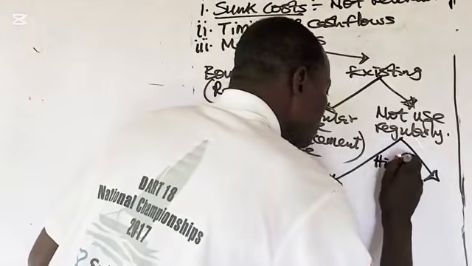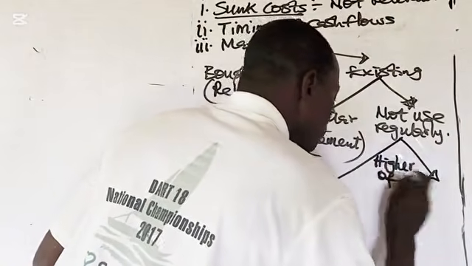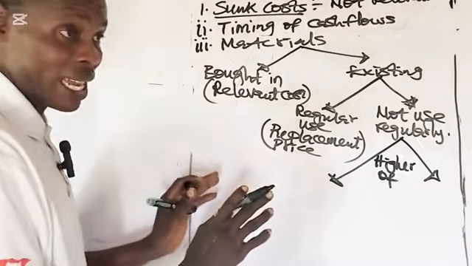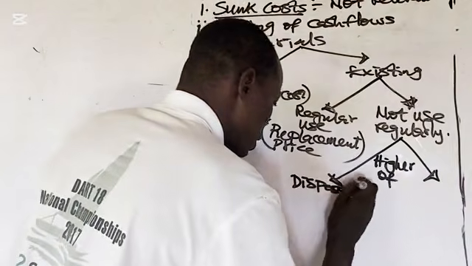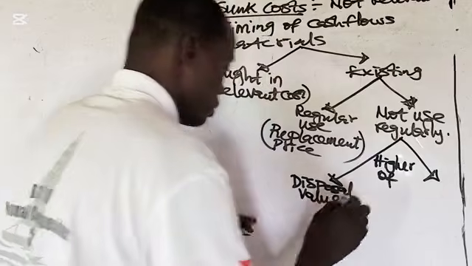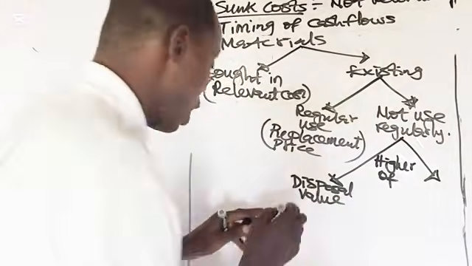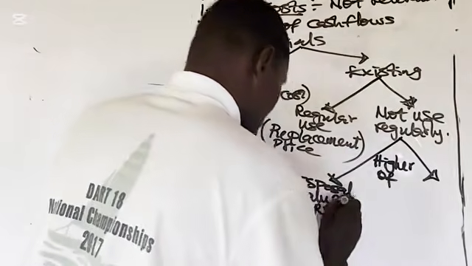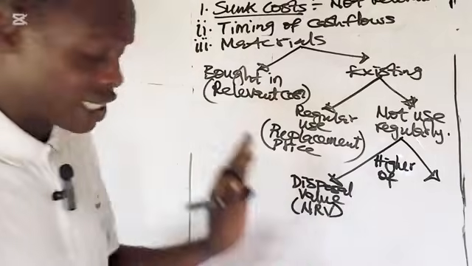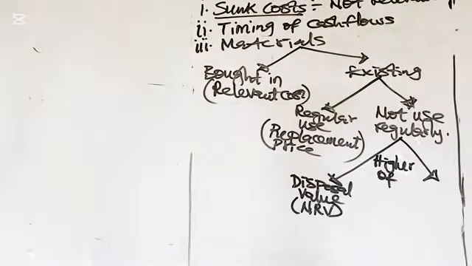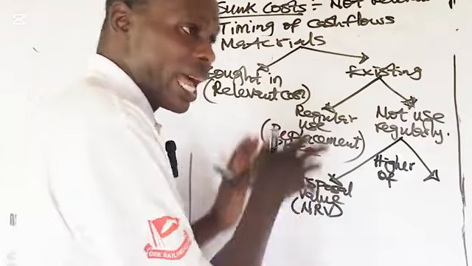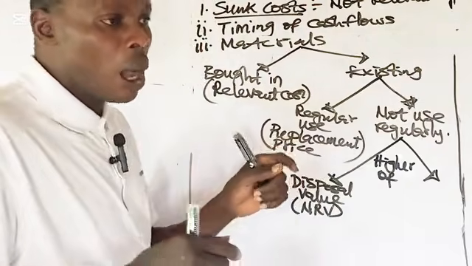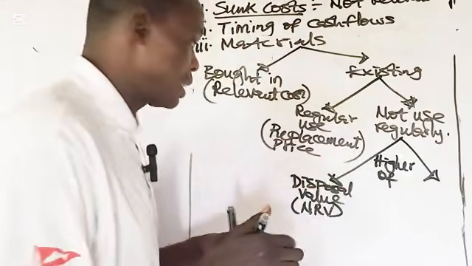higher of these two prices. Where materials are not used regularly, disposal value. That is, if you want to sell them, the amount you can sell them, or the net realizable value. Disposal value or net realizable value. That is, if you want to sell that existing material, the amount you can sell them, that is the disposal value. The higher of the disposal value, the higher of the price you can sell them, or lost contribution from alternative use of the material.